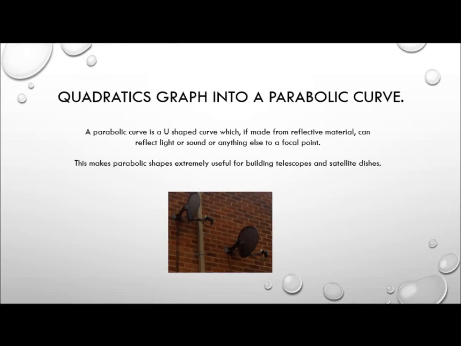Quadratics graph into a parabolic curve. Now a parabolic curve is a U-shaped curve which, if made from a reflective material, can reflect light or sound or whatever it's supposed to be reflecting into a focal point. This makes parabolic shapes extremely useful to build telescopes or satellite dishes.